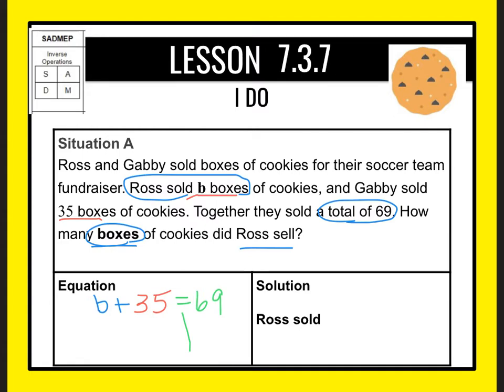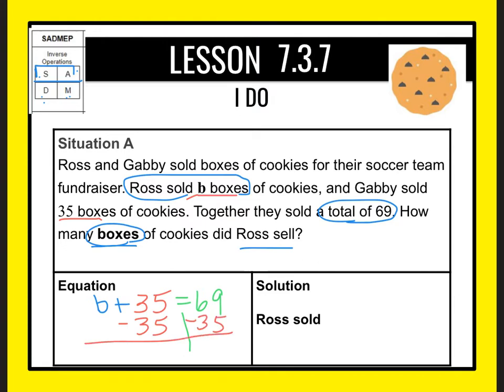So if you look up here, what I've done for you is given you the inverse operations. So if subtraction is given to me, I'm going to add. If add is given to me, I'm going to subtract. If division is given to me, I'm going to multiply. And if I'm given multiplication, I'm going to divide. Those are inverse operations of each other. So right here I can see that I am adding. So I'm going to do the opposite of addition, and the inverse of it is to subtract 35 from both sides of my equation.